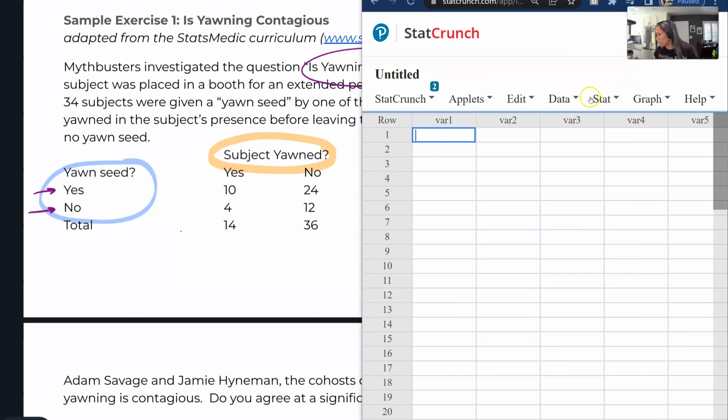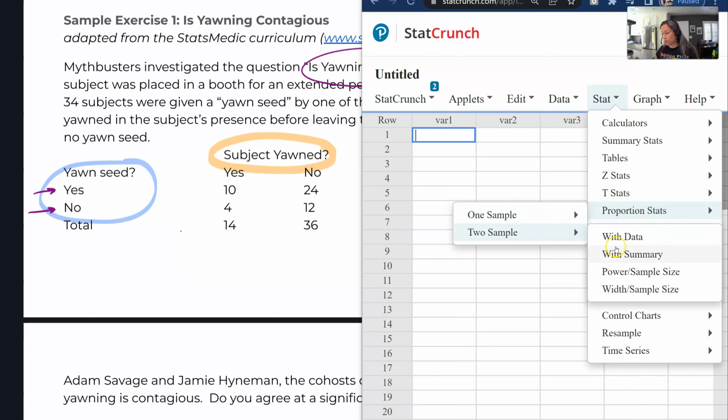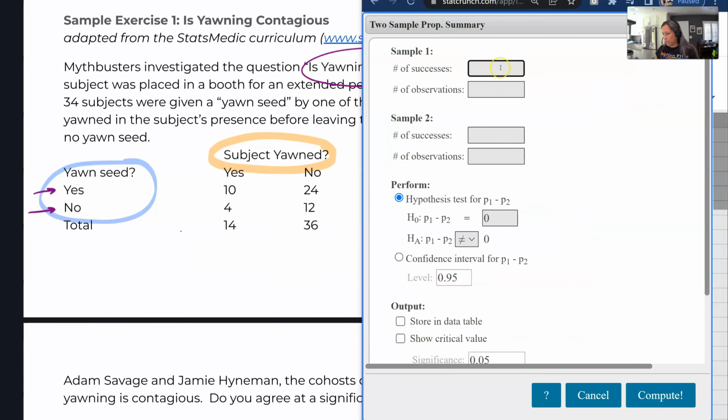All right, so we're coming to Stat, Proportion Stats. We have our two samples, those with the yawn seed and those without. And we have our summary because we didn't get the raw data. We're going to put in here our first group, sample one, we're going to call that the yes group. They had 10 successes, 10 yeses, out of a total of 34 people who got a yawn seed. We had 4 successes, 4 people yawned in our non-seeded group with 16, and we want to show a greater than, right? We want to show p1 is greater than p2.